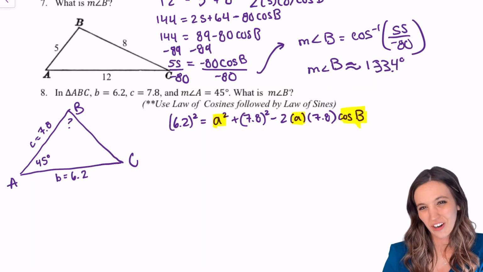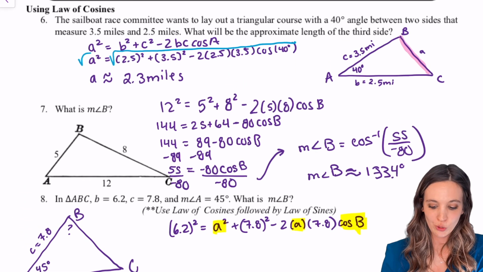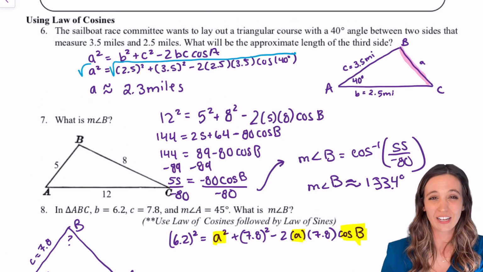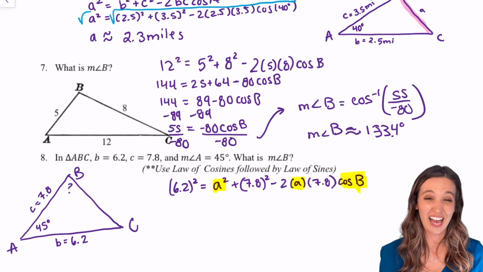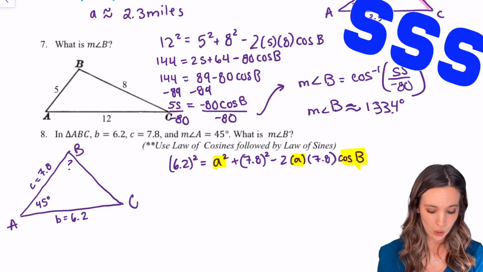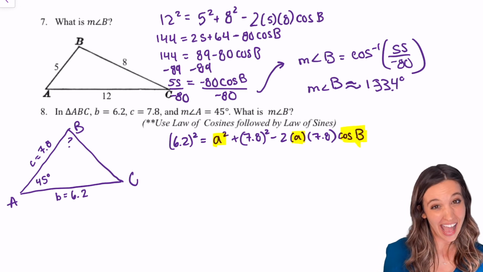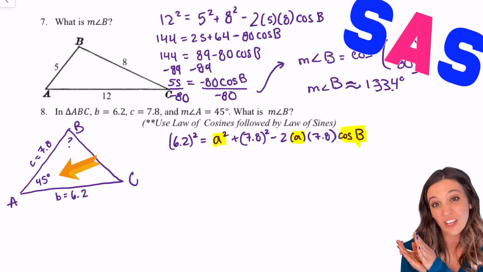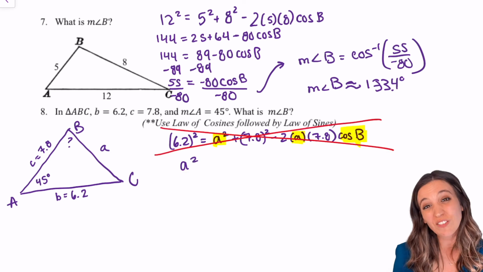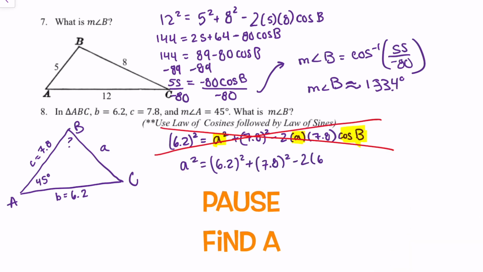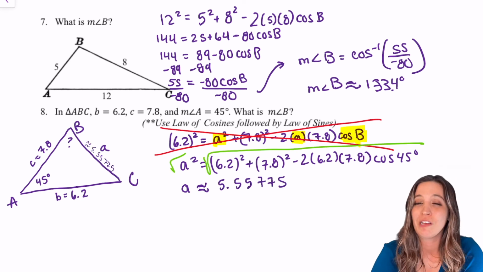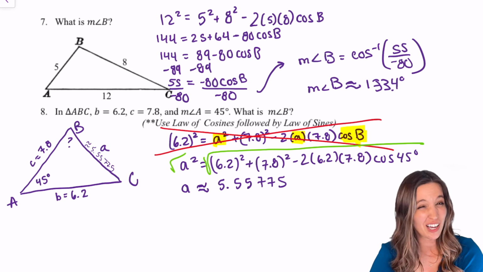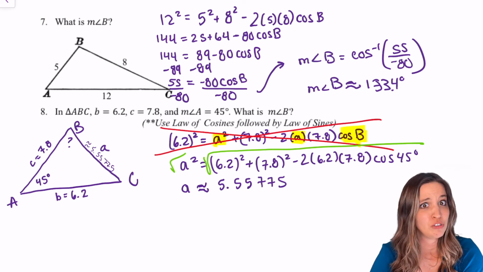So why didn't that work this time? If I look back at my other two examples, in the first example, I had two sides and the included angle. And in the second example, I had all three sides. So in my example, angle A is the one included between the two sides that I know. So I have to go after side A. The measure of side length A is about 5.55775. And because we're in the middle of a problem, it's best not to round too much.